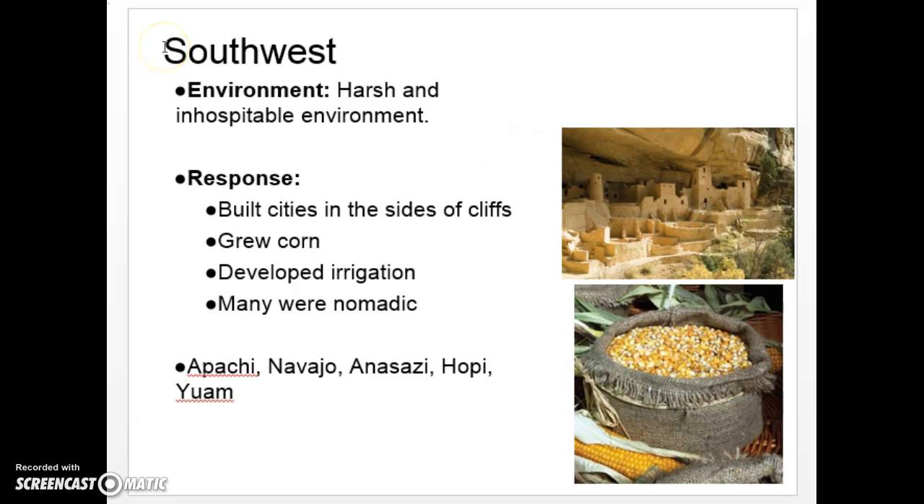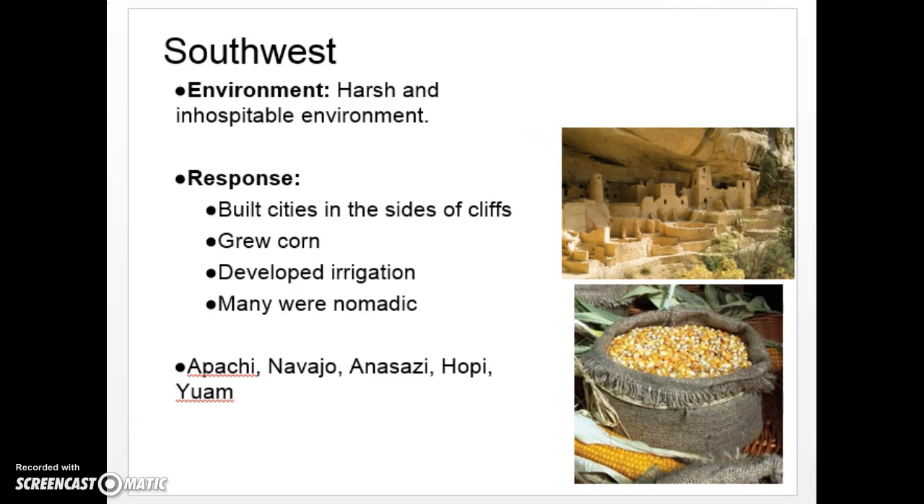For instance, the Southwest of the United States, we have the Apache, Navajo, Anasazi, Hopi, and Yuma. And their environment is going to be harsh, inhospitable. It's difficult. It's not easy living in there. It's desert-like. And as a response to this, these different people, the Apache, the Navajo, begin to build cities in the sides of cliffs. They grow corn, develop irrigation systems, and they continue a much more nomadic lifestyle.